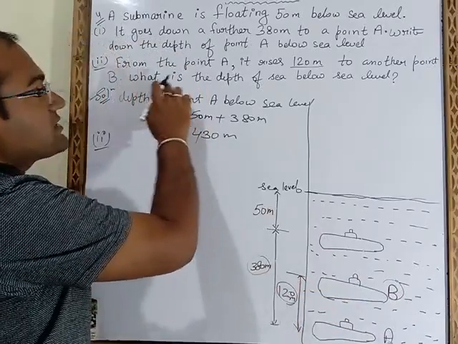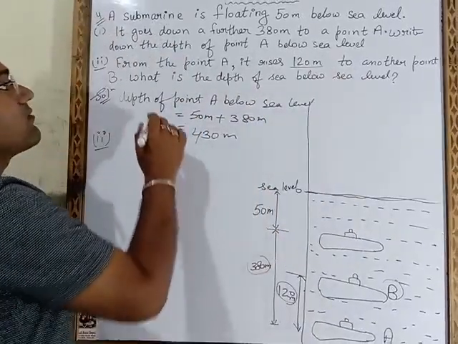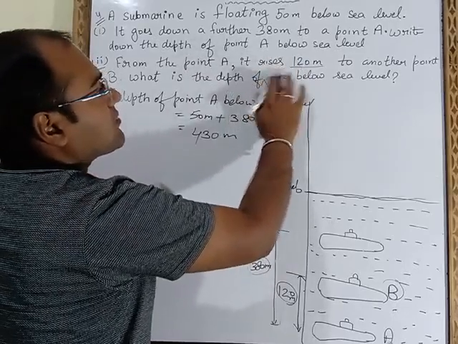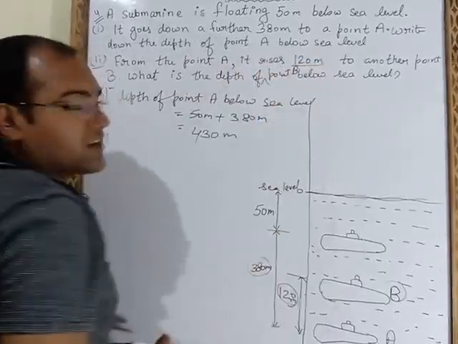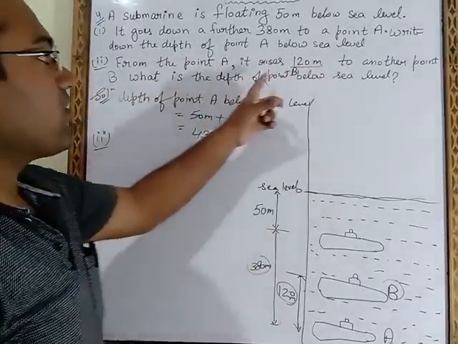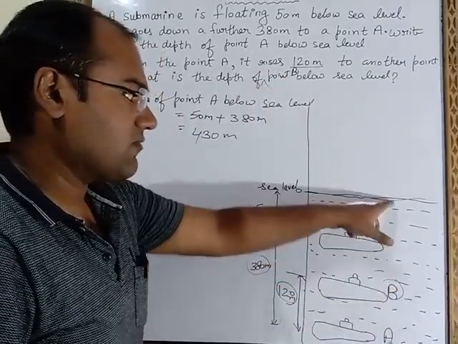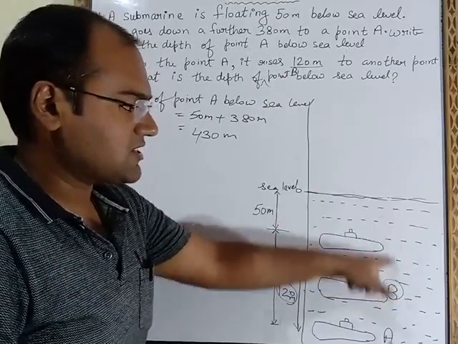Now what he is asking: what is the depth of sea below sea level? What is the depth of point B? What do you have to write here? The question is, we have to write the depth of point B. This point B, depth we have to tell below the sea level. From this sea level, how much distance is this much? This distance he is asking.